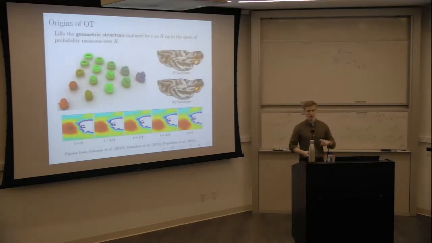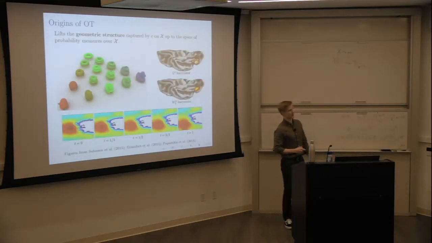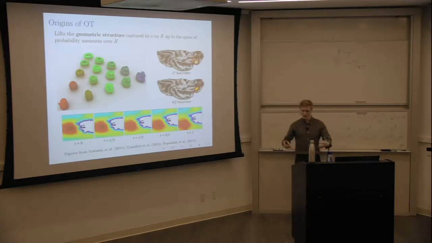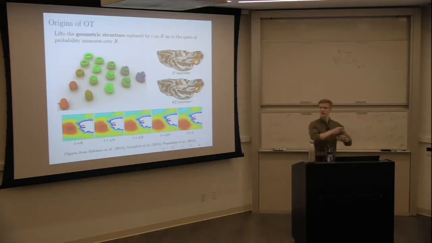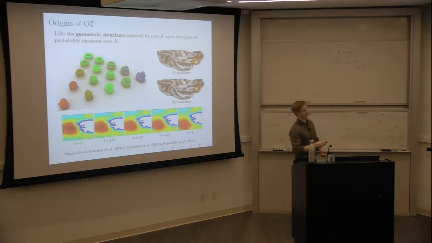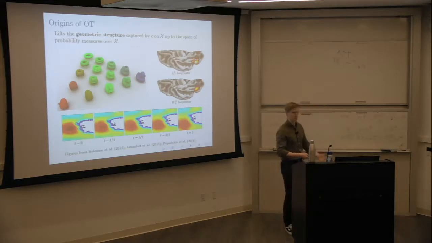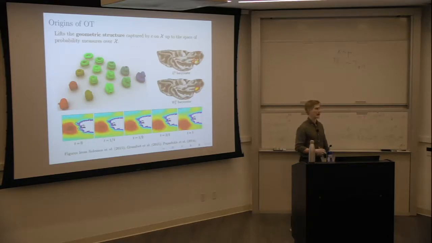Well, we'll say more about it later, but to summarize it in one sentence, optimal transport provides a natural vehicle to lift the geometric structure captured on the base space up to the space of probability distributions over that base space. So you can now compare probability distributions in a way that incorporates the notion of geometry captured by the cost function that you have on the base space, right? And this is important, or it could be important, in any application where the geometric domain is important.